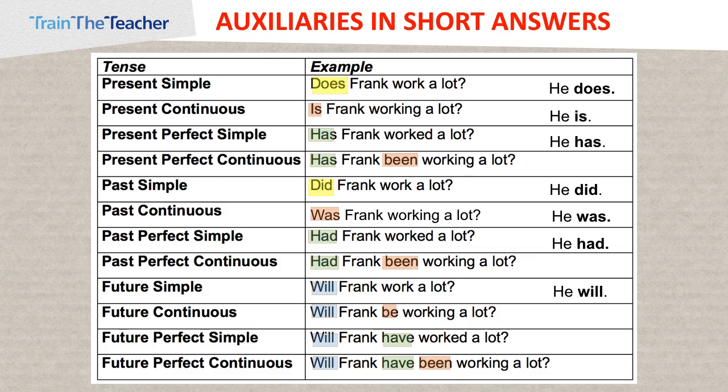Note that the main verb has already been referred to earlier, so that the speaker knows what the full sentence is, i.e., with "Does Frank work a lot?" and the short form answer, "He does," the verb work has already been used, so we know that the full sentence is "Frank does work a lot." Using auxiliaries enables us to give short form answers.